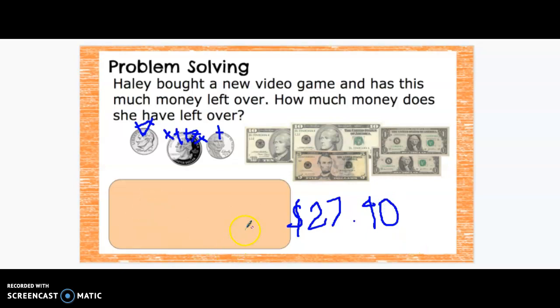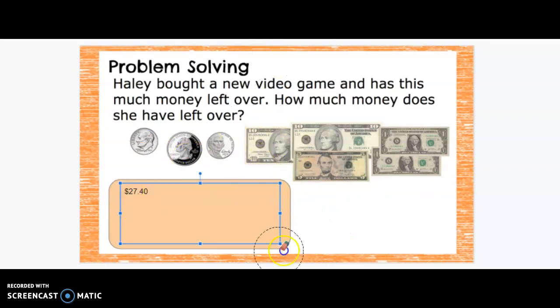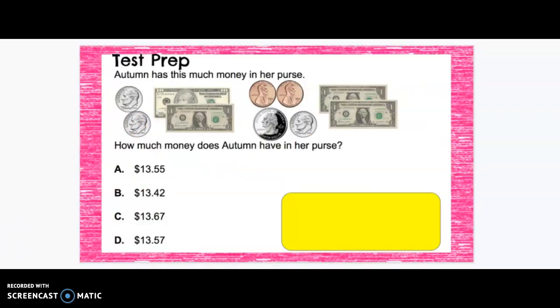Haley has $27.40 left over. And I should be able to type in here. So I'm going to do my dollar sign, $27.40. There's your answer. Okay, let's look at this next one. Let me clear this. Let's look at this next one.